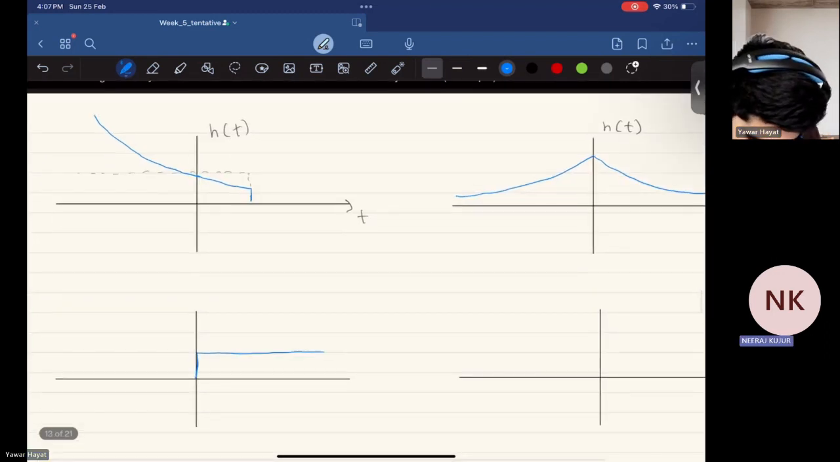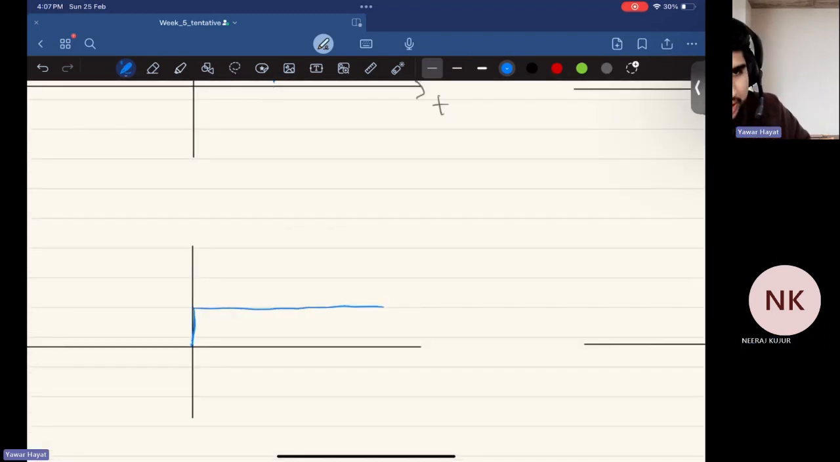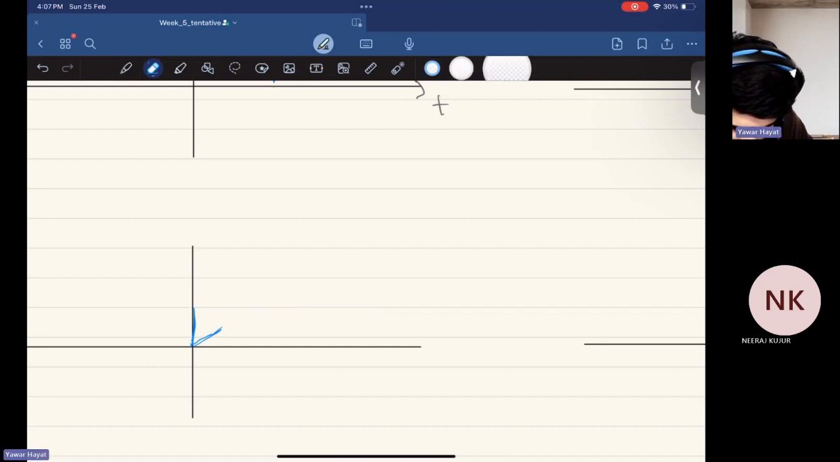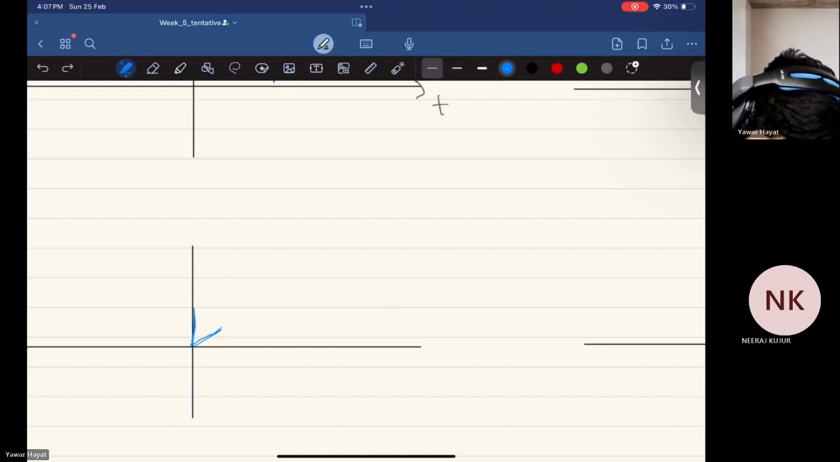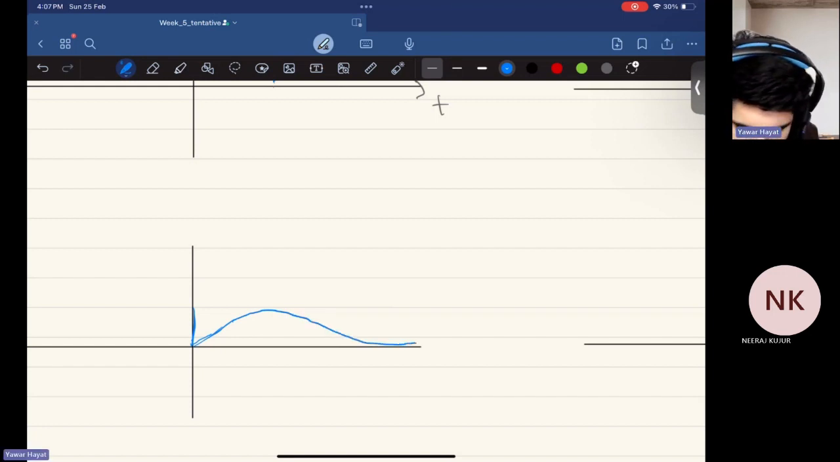See, when t is less than 0, this linear t term would dominate. Then as t becomes greater than 0, this exponential would dominate. Since this is a negative exponential, it would be something like this. Do you agree? Okay, sir.